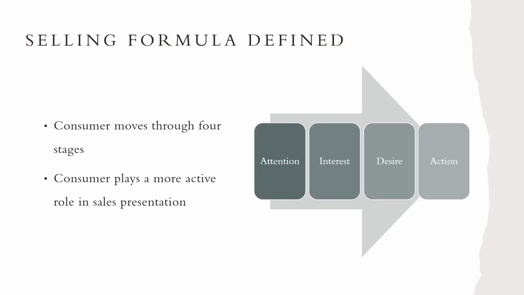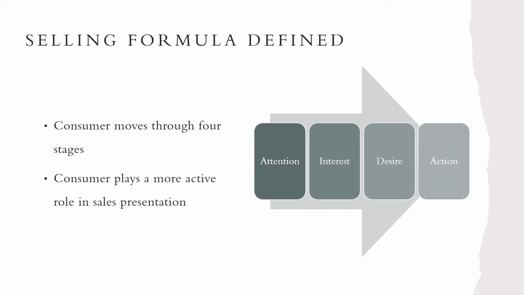The selling formula assumes that the consumer moves through 4 stages before a product is bought. These 4 stages are attention, interest, desire, and action, or AIDA. It is up to the salesperson to capture the consumer's awareness or attention, their interest and desire. This differs from the stimulus response method because there is no script with prompted answers. The consumer plays a more active role in the sales process, and the salesperson must assess how the product might match the consumer's needs.